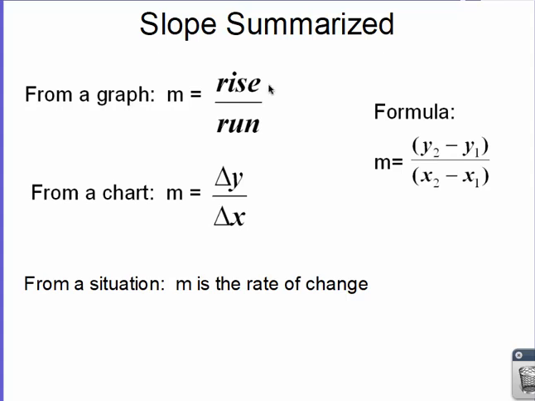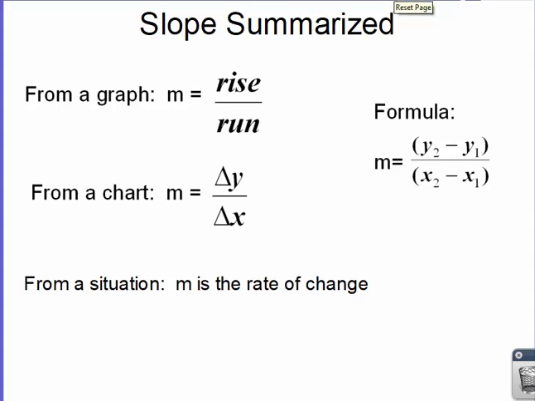We know that from a graph we can use rise over run. So rise over run on that graph. Okay? We know that from a t-chart we can do the delta y, or the change in y, divided by the change in x. So when we're looking at that t-chart, we look for the pattern on this side divided by the pattern on this side. So the pattern on the right divided by the pattern on the left.